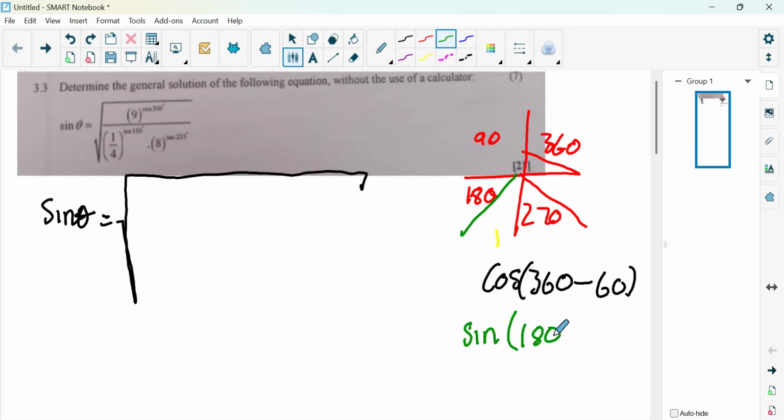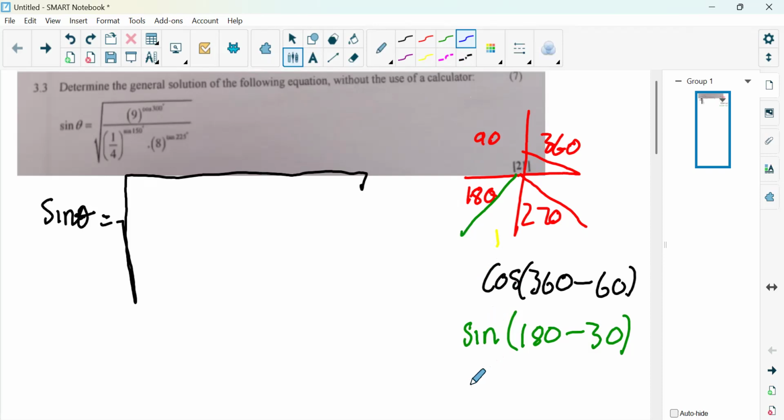180, what should I subtract? Because I'm moving backwards. It's 180 subtract something so that it can give me 150. What is that? It's 30. So I'm going to say sine of 150 can be written as sine of 180 minus 30 degrees.